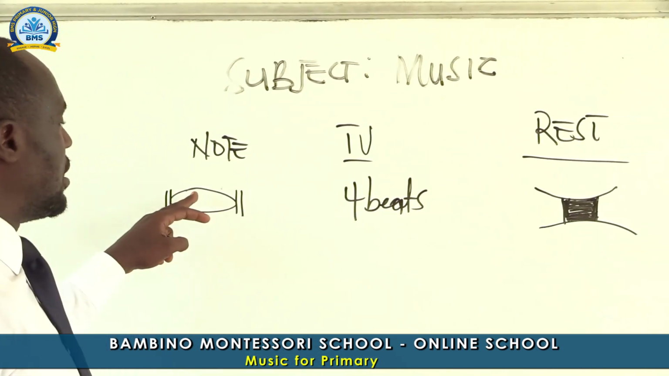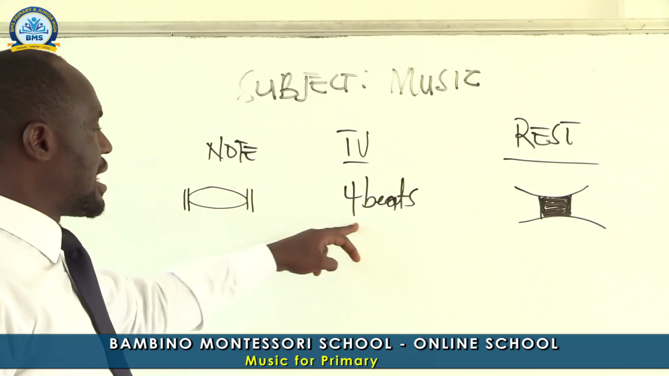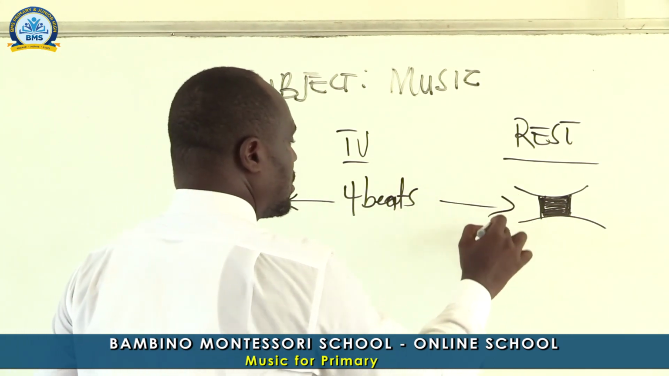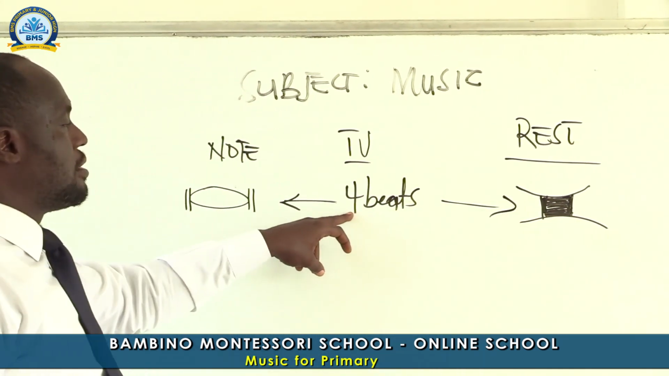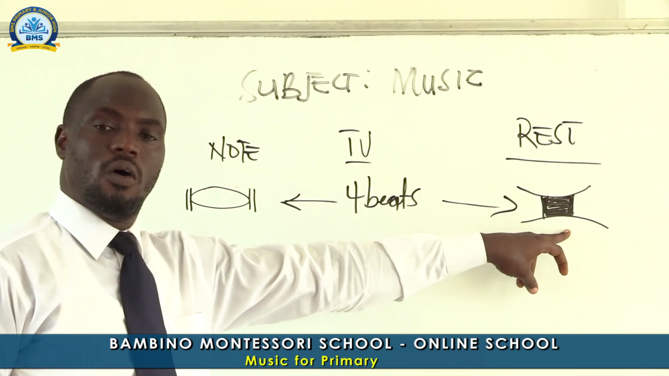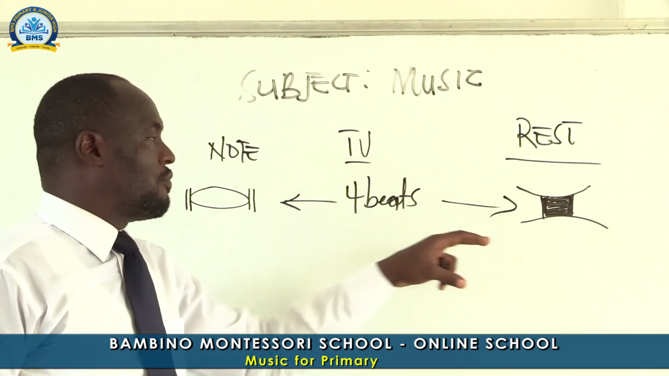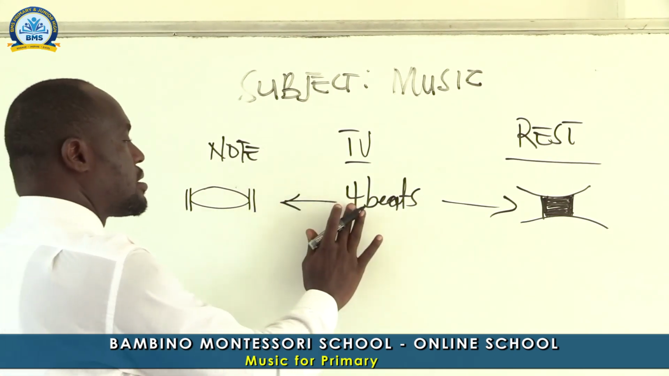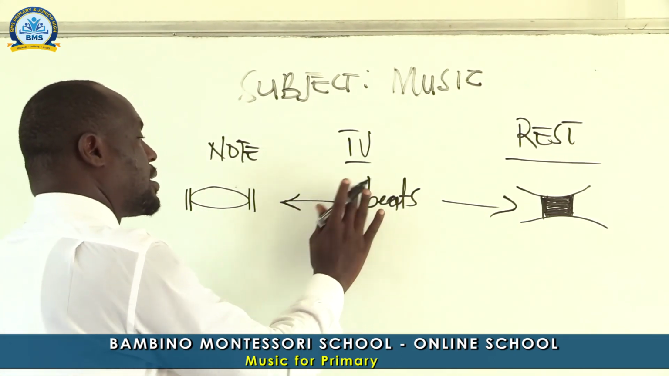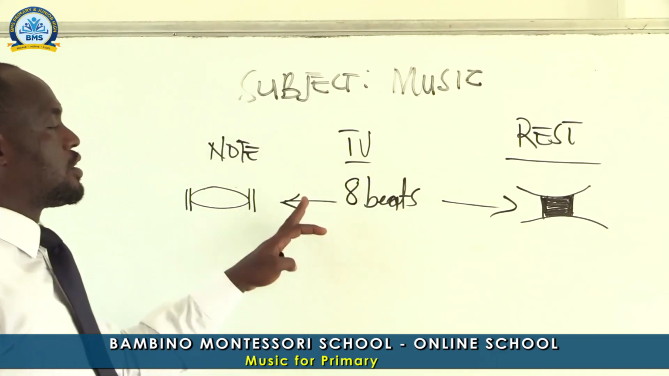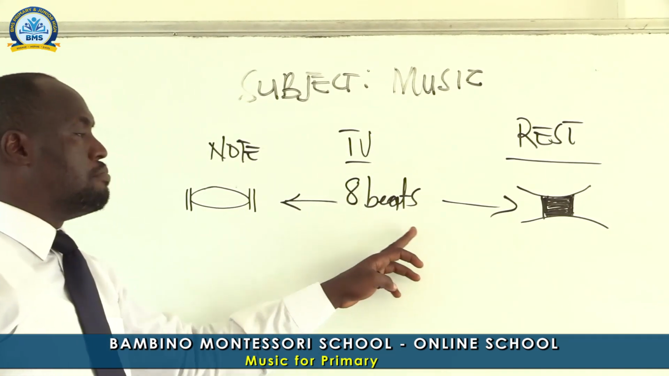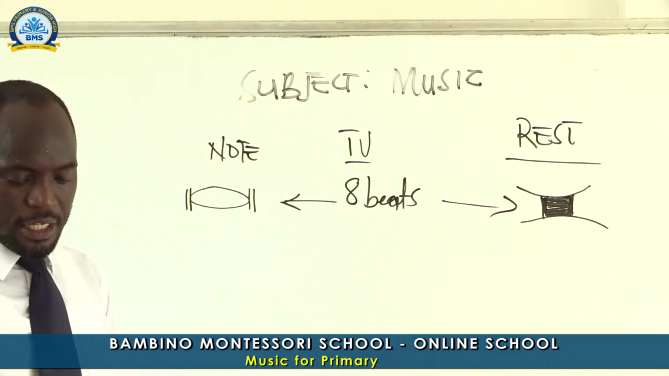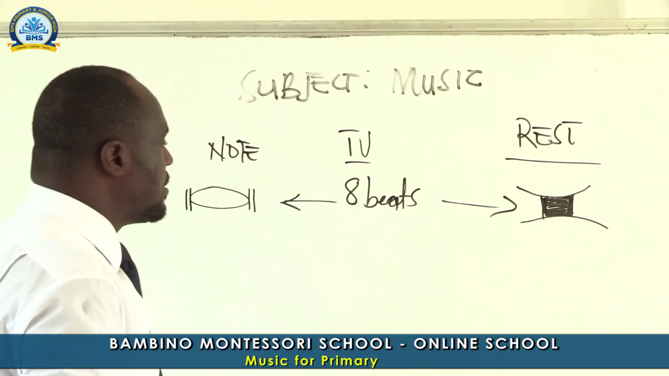And so if the note is 4 beats, that's the time value of this note. So the same time value applies for the rest of this note. So if this is 8 beats, sorry, you picked 8 beats, it's not 4 beats, 8 beats. It means you'll be resting for 8 beats.